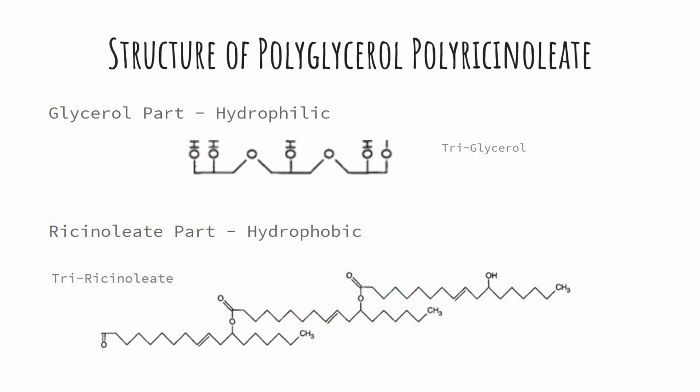Alright, the specific ester used in cake and chocolate making is polyglycerol polyricinoleate, or PGPR for short. This compound is made up of a combination of glycerol chains paired with ricinoleate chains. The glycerol portion is hydrophilic, while the ricinoleate portion is hydrophobic. This combination creates a molecular boundary between oil and water layers, and as a result can improve the moisture retention in baked goods and keep them from drying out. Shown are examples of triglycerol and triricinoleate.